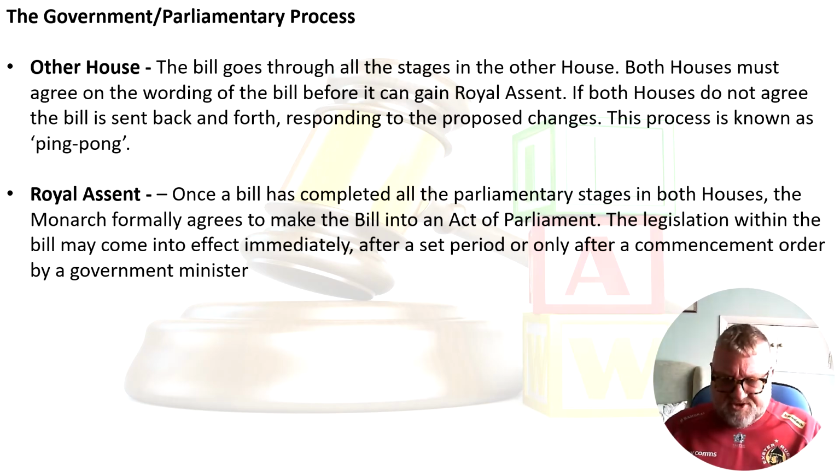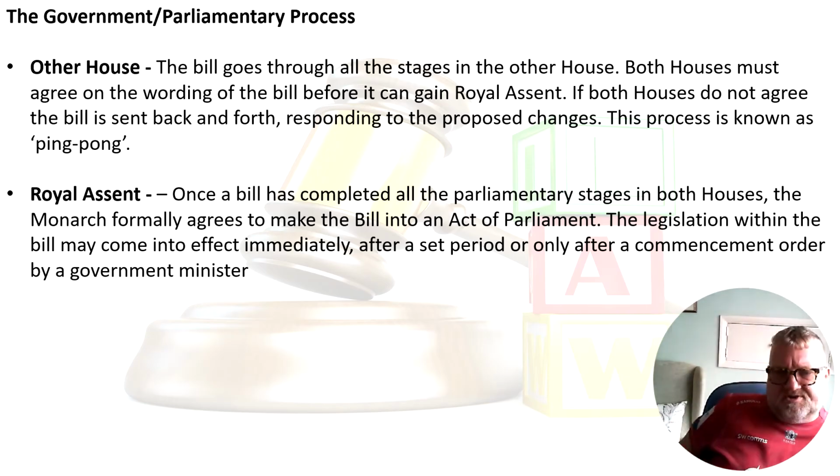If it starts in the House of Lords and goes to the House of Commons, it'll be first reading, second reading, committee stage, third reading, etc. All that stuff has to be done. Once that has happened in both the House of Lords and the House of Commons, it then moves to royal assent. So the monarch has to formally agree, signs the bill, and then it becomes an act of Parliament.